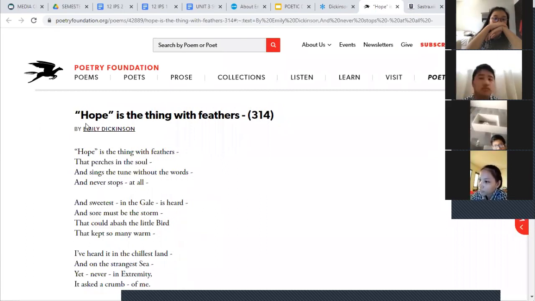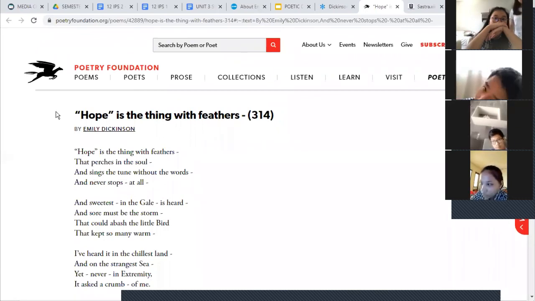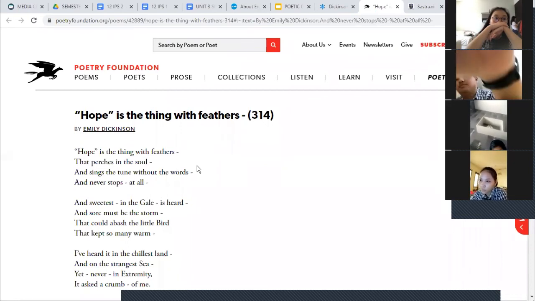So there are 3 stanzas. They have 4 lines. We're going to go over the poetic devices that we can see in here. But the first stanza, hope is the thing with feathers. So it's the bird, right? It symbolizes the bird. That perch in the soul, what does that mean? What is that perch in the soul? Somewhere to rest. Right. Where it stays quiet. Very good.